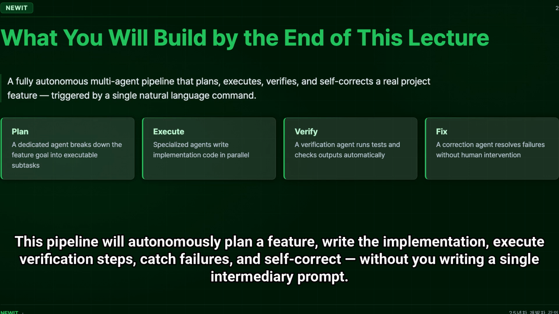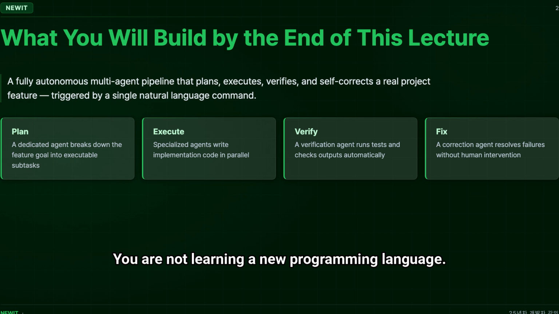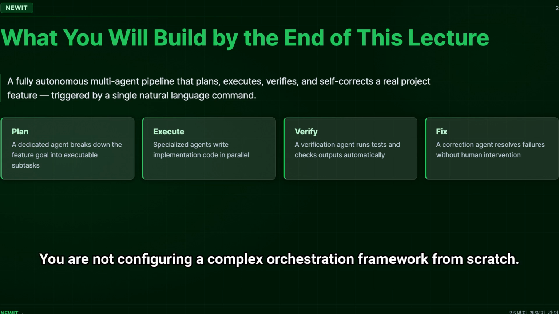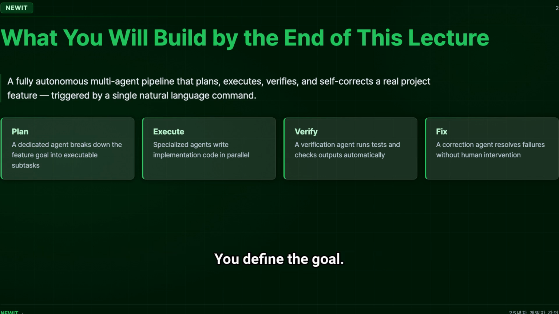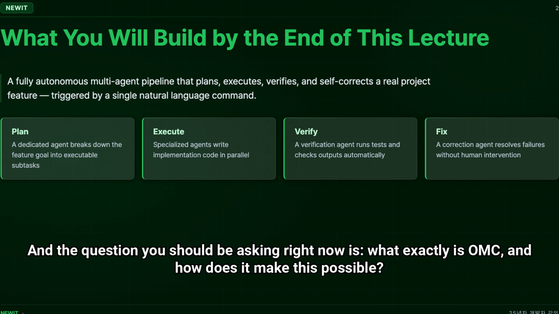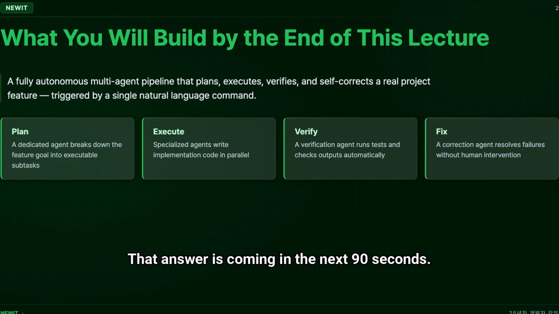Without you writing a single intermediary prompt, you are not learning a new programming language. You are not configuring a complex orchestration framework from scratch. You are commanding a coordinated team of specialized AI agents using plain natural language. The pipeline does the coordination. You define the goal. And the question you should be asking right now is, what exactly is OMC, and how does it make this possible? That answer is coming in the next 90 seconds.